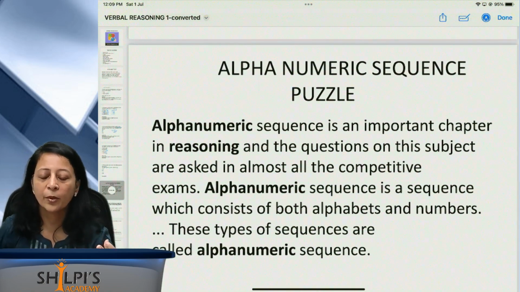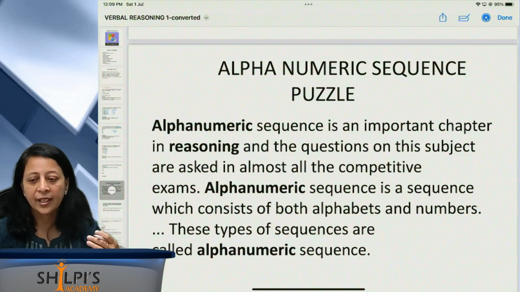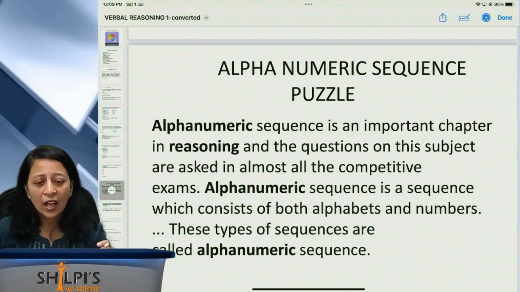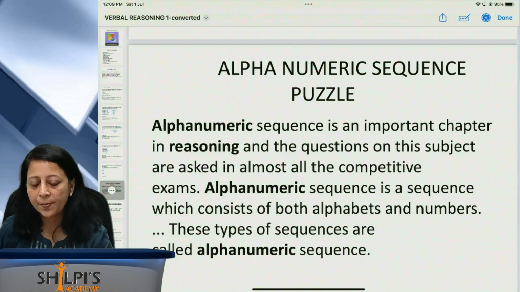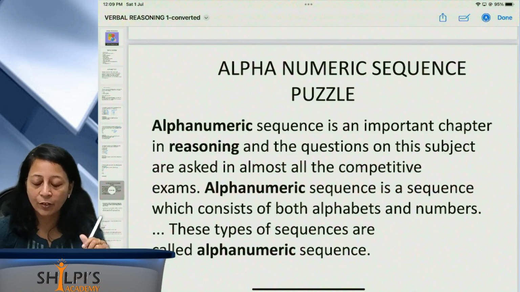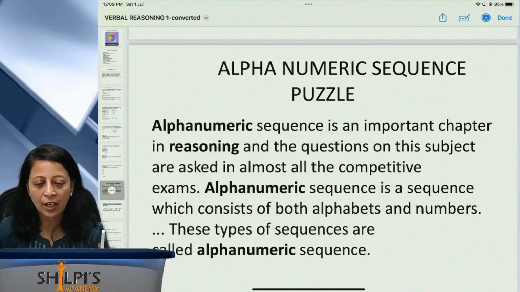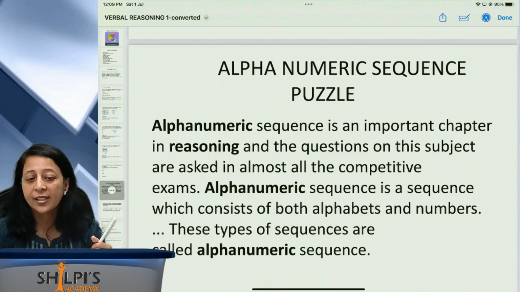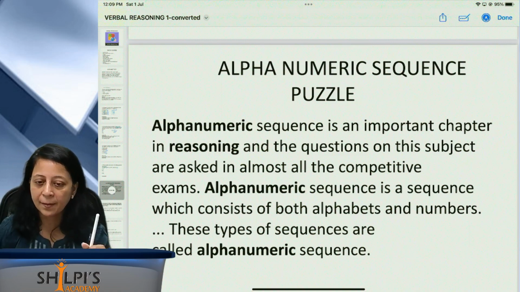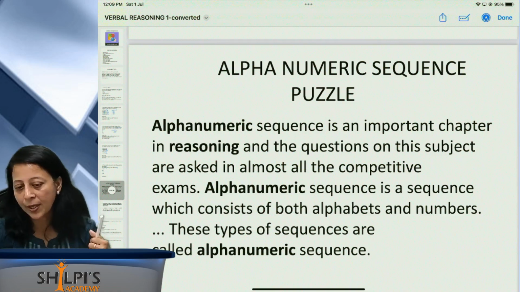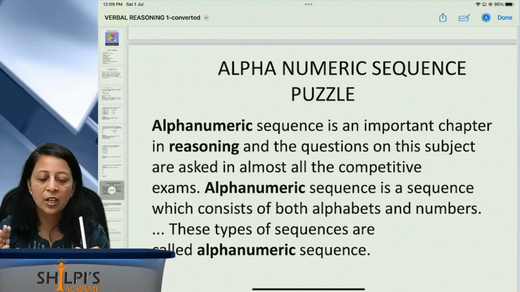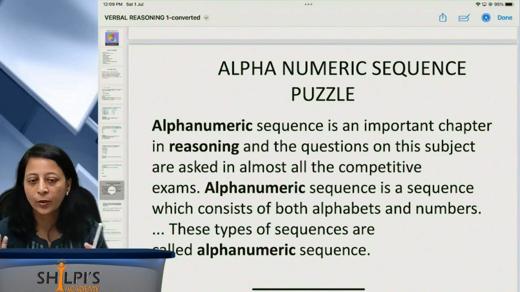So that's more about your alphabet test. Next comes your alphanumeric sequence puzzle. When we mean alphabet, it is only alphabets, A to Z, the 26 alphabets we will be using. Here it is alphanumeric, so it is a mix and match of both your alphabets as well as your numbers, A to Z and 0 to 9. A puzzle based on that.